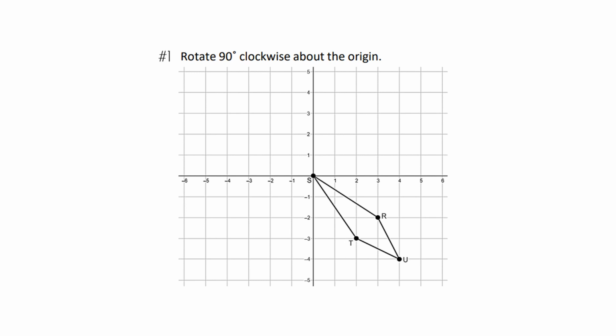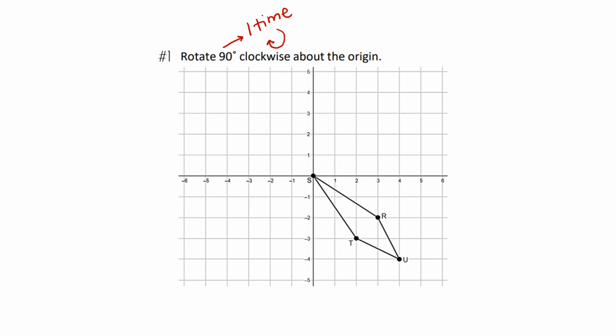Number 1, rotate 90 degrees clockwise about the origin. In order to rotate a shape, we're going to start by taking our patty paper, lining our patty paper up at the origin with the edges of the paper matching the X and the Y axis. And then we will copy the points onto the patty paper. Once we have the shape completely copied, we will then identify the next location. For the directions, it says rotate 90 degrees, which means one time. Clockwise goes around the coordinate plane towards the left.